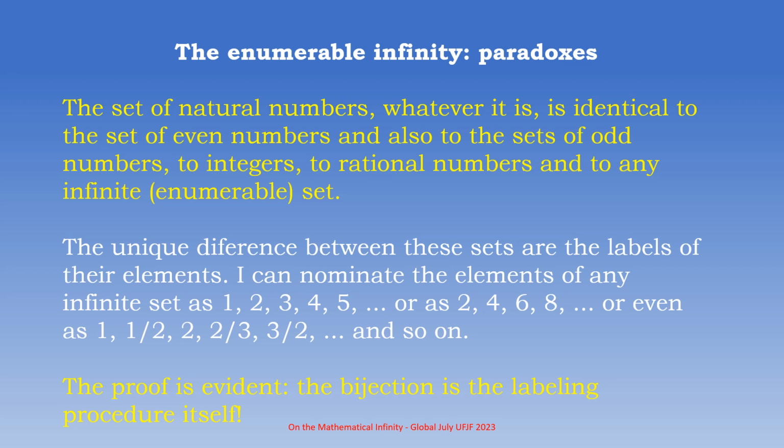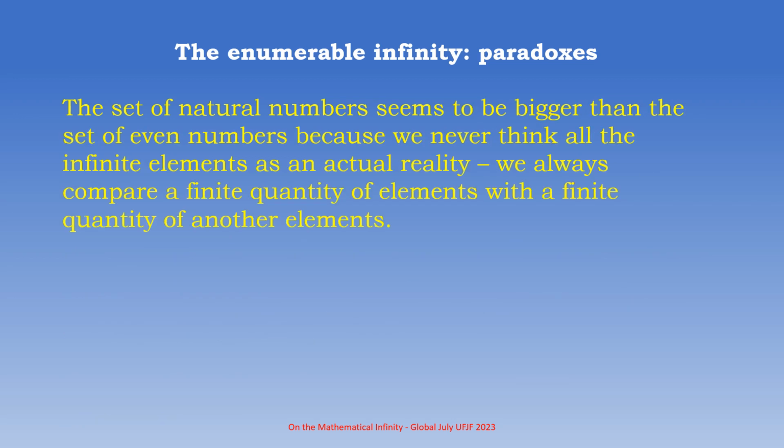Right? The set of natural numbers seems to be bigger than the set of even numbers because we never think all of the infinite elements as an actual reality. That's very important. We always compare, that's the way our mind works. Okay? We always compare a finite quantity of elements with a finite quantity of another elements. That's why the set of natural numbers seems to be bigger than the set of even numbers.